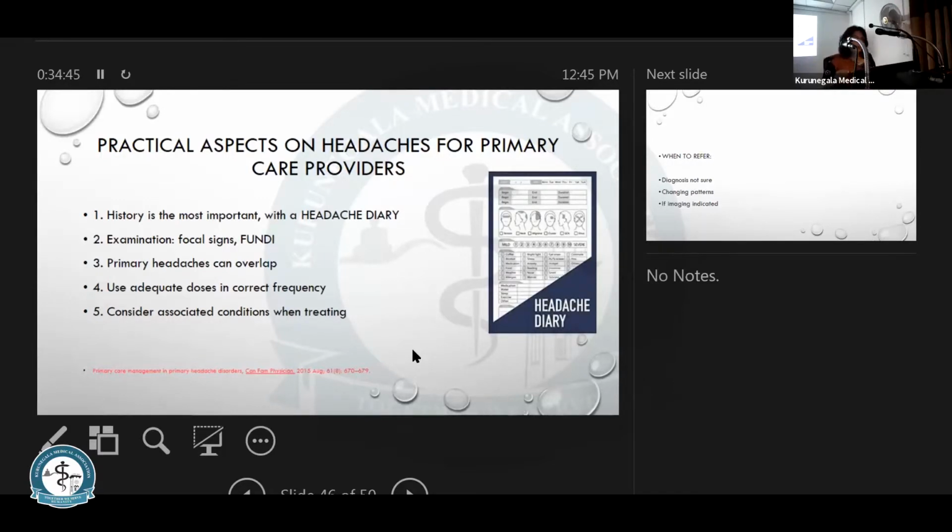And then, when treating, use adequate doses. Do not use subtherapeutic doses. And if you want to switch to the next drug, you can switch after giving the adequate dose of the first drug. You can combine two, but always look for comorbid conditions of the patient and indicate why you added the second drug.